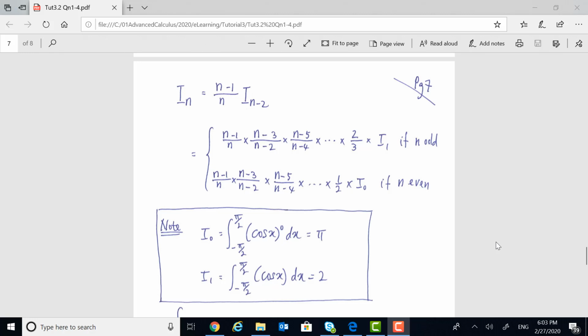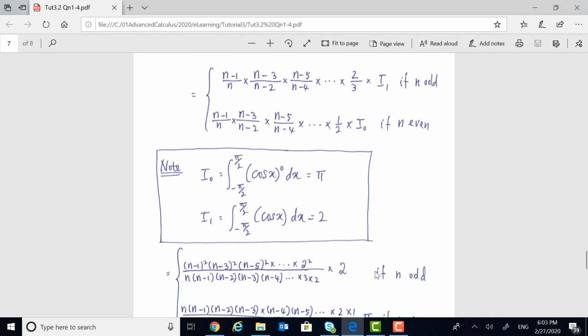Okay. Once you have reached this stage, the rest of the steps beneath is just arithmetic tidying up, or arithmetic manipulation. All the reduction order, all the integration by parts are already done, and all the integration is already done. So from this point and down, to express In in terms of n is simply algebraic manipulation. So let me go on from here.